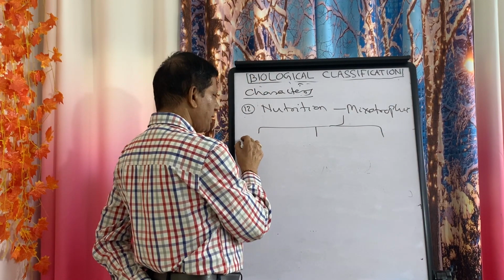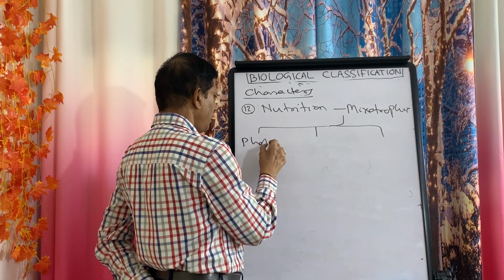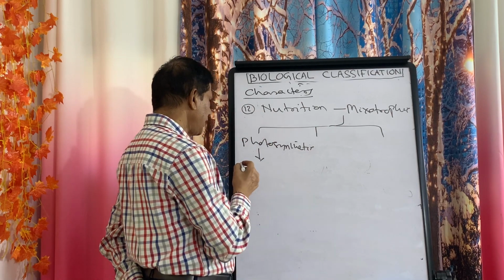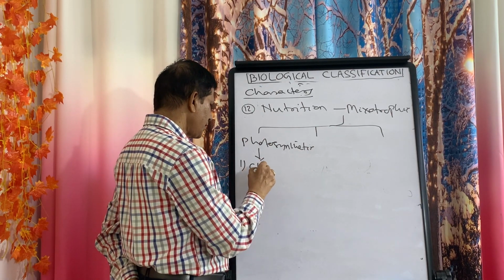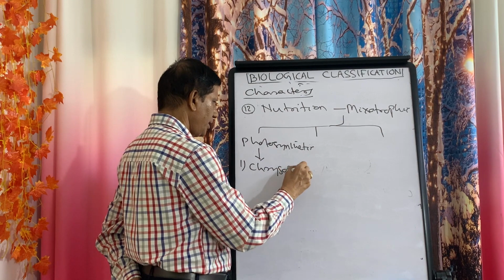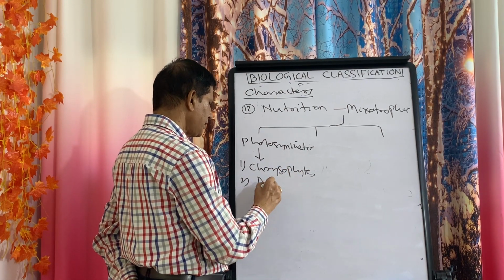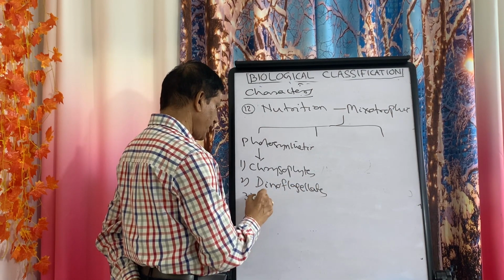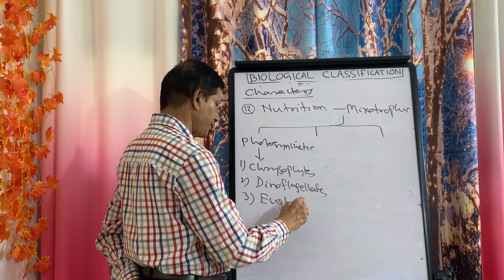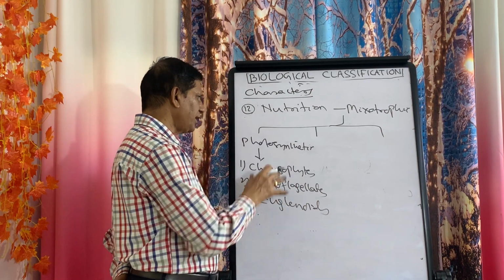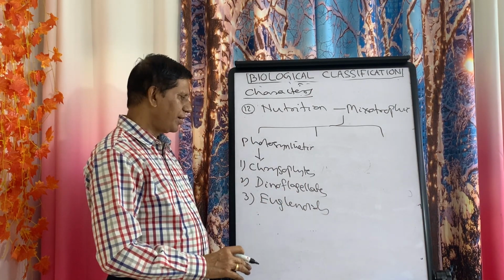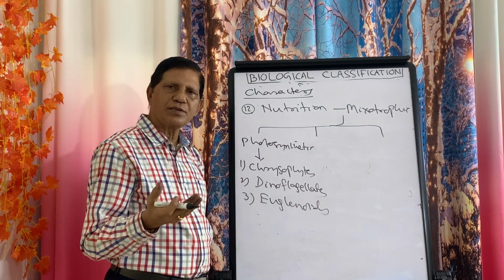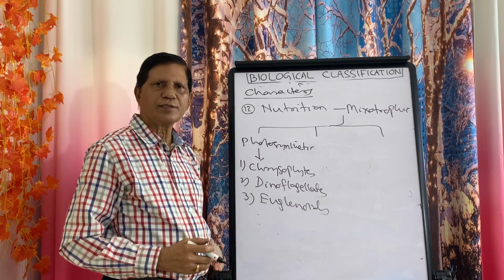Some are photosynthetic, and under this usually the chrysophytes, dinoflagellates, and euglenoids. These 3 are coming under the photosynthetic type. That means they behave just like the plants. They have chloroplast and they can synthesize food materials.